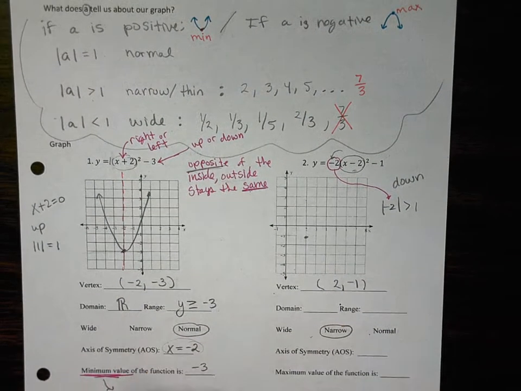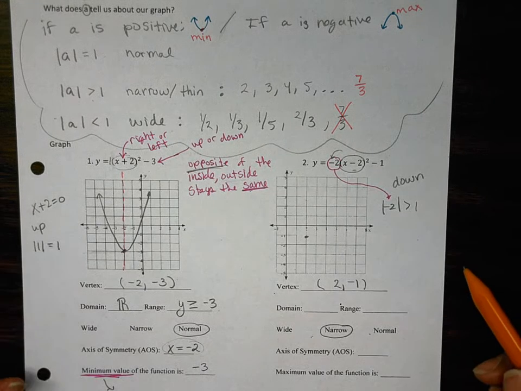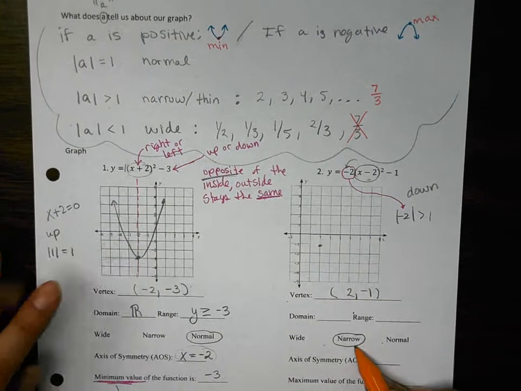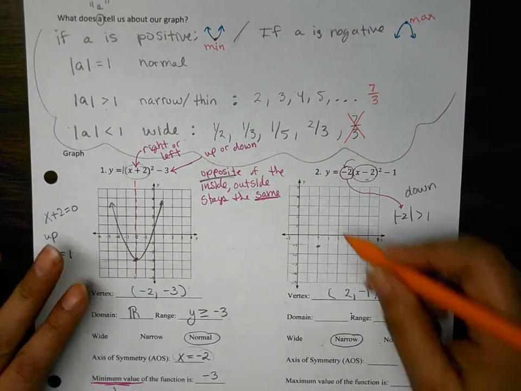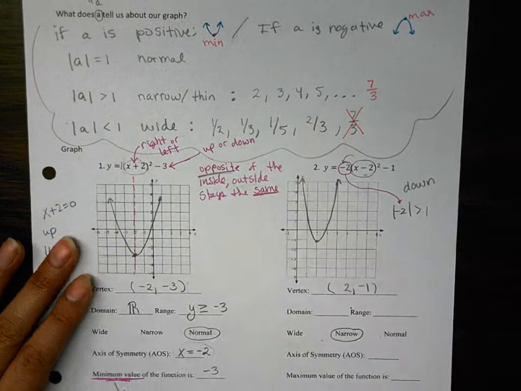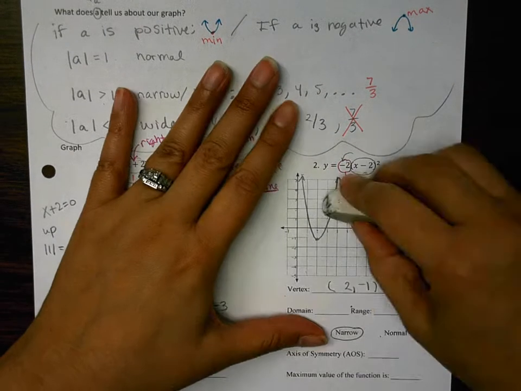So what is the range though? I don't know how you do that. Okay, I'll do it with you guys on this one. I'm going to open it up, and it has to be more narrow than your normal graph. I bet it's supposed to go down though. And it is. Thank you very much.